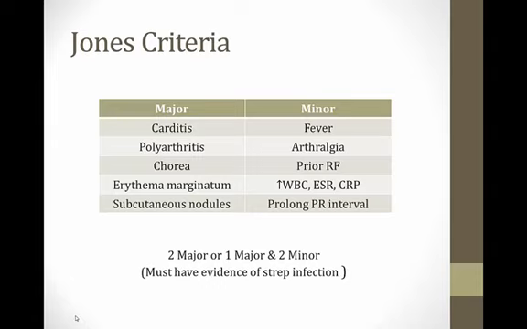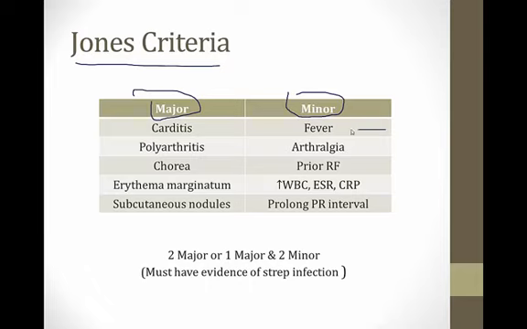The way you diagnose rheumatic fever is by looking for presence of the Jones criteria. So the Jones criteria are a series of major and minor findings, and if you have enough of them, then you can make the diagnosis of rheumatic fever. So let's go over the minor Jones criteria first. Most of these are relatively non-specific.